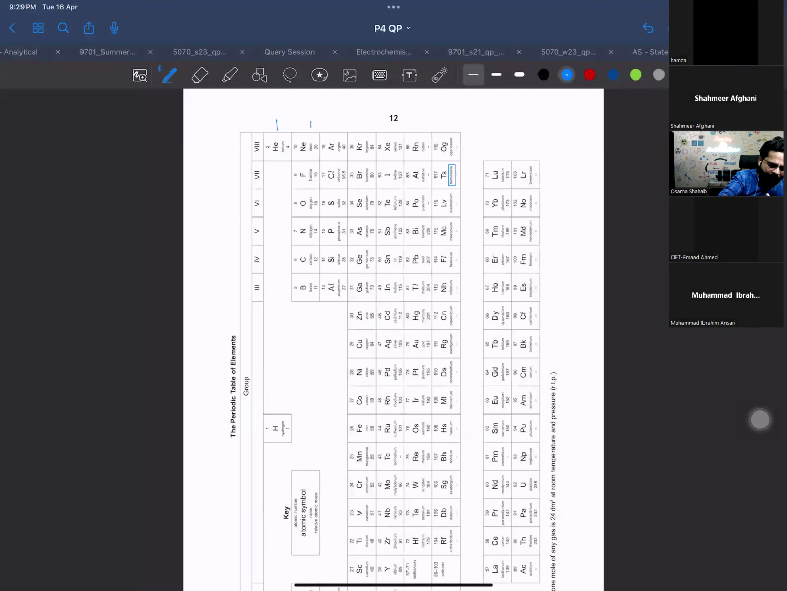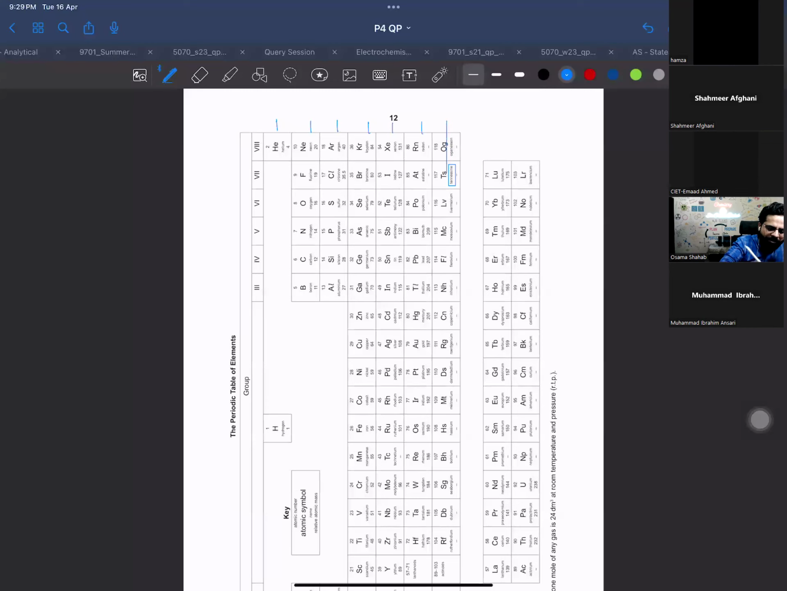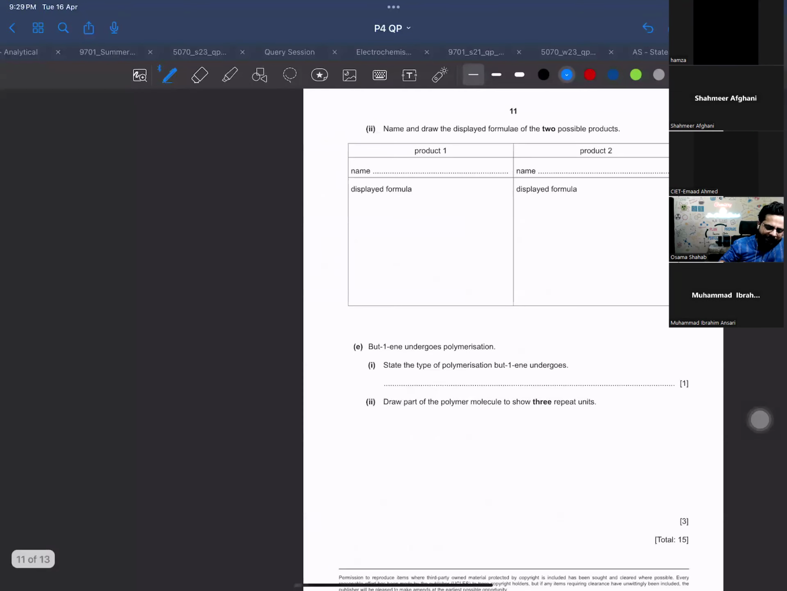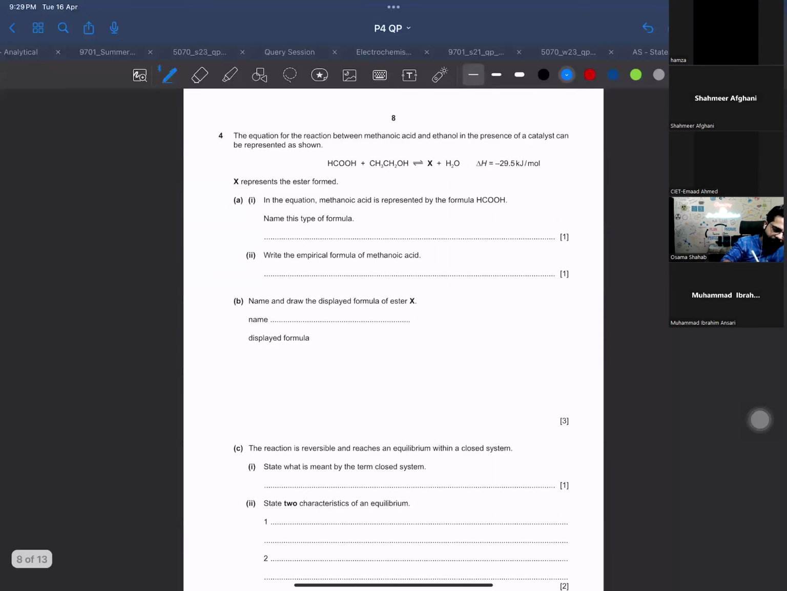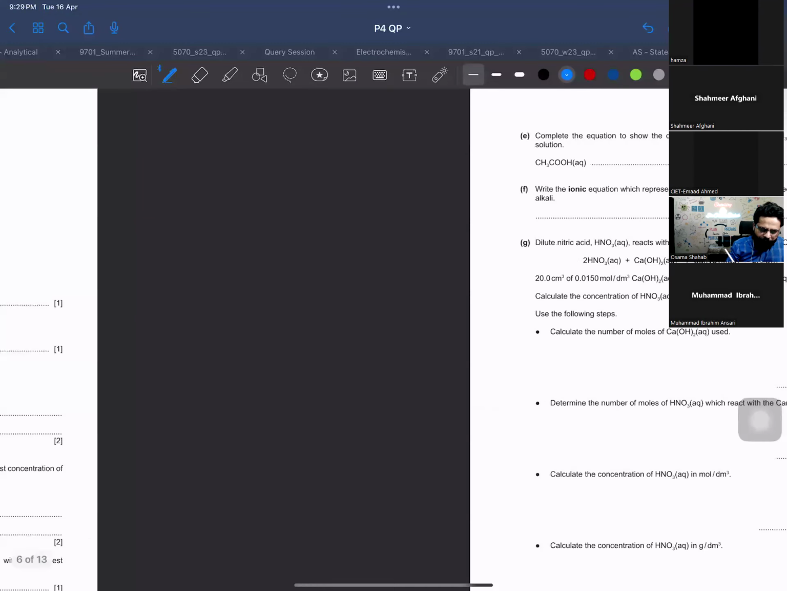1, 2, 3, 4, 5, 6, 7. This belongs to period number 7. It means it should have 7 occupied shells. So we can simply write over here 7 occupied shells. All right.